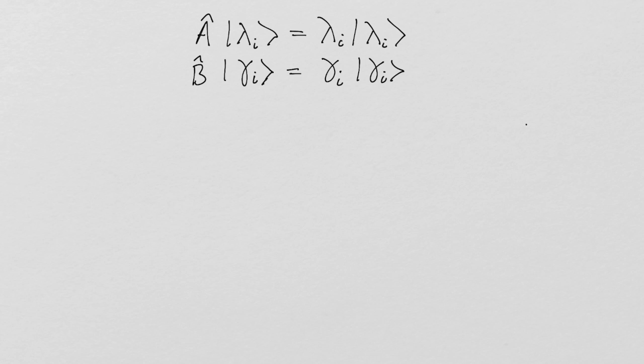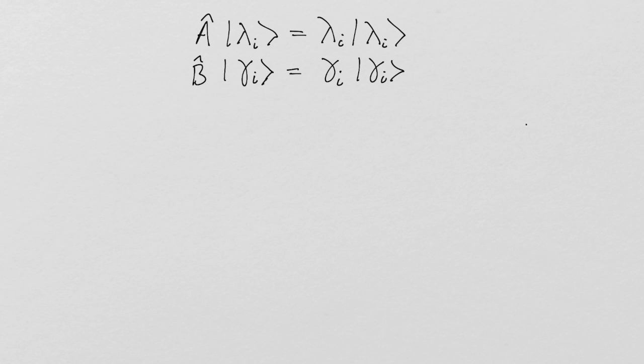Now for right now, we are going to assume that these gamma eigenkets are not the same as the lambda eigenkets. They could be, right? A and B could share eigenkets. In fact, that is often the case. That happens a lot. But for right now, we're going to assume they do not. And the eigenvalues are the possible measurements you can make of the observables A and B. And this is clearly the discrete case.